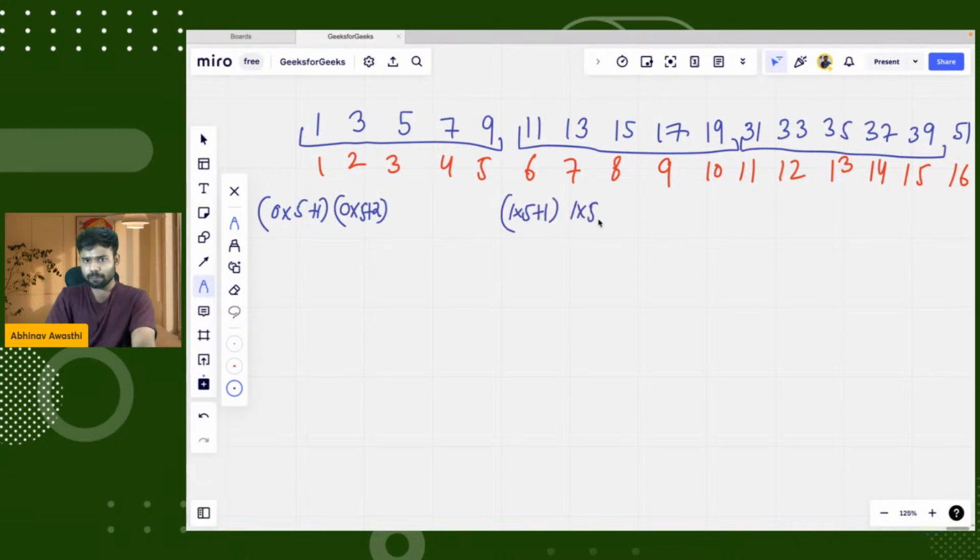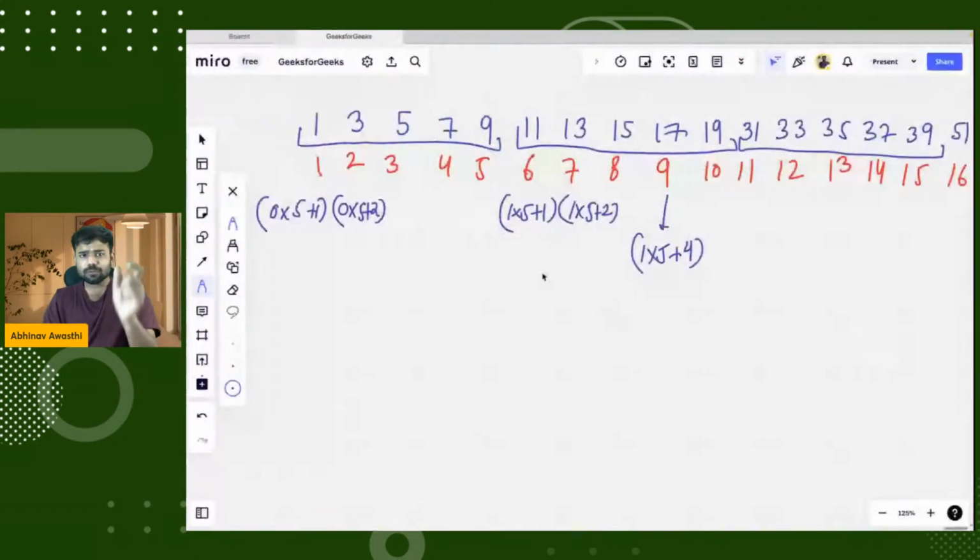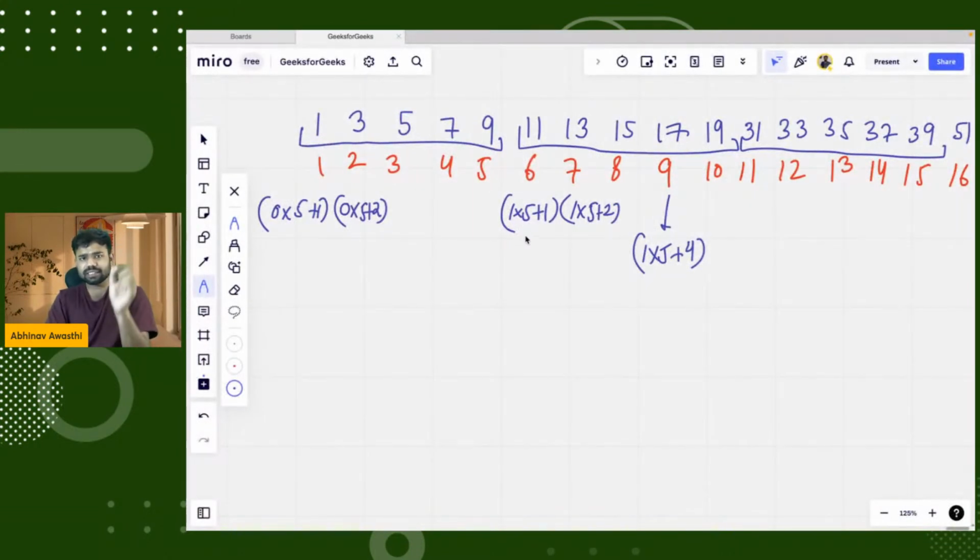1 into 5 plus 2. This is 1 into 5 plus 3. Sorry, plus 4. What does it mean? This 1 into 5 basically means that the first digit of this number will be 1. And this plus 1 means the second digit will also be 1. Here this means 1, 2. Here it's 1, 4.